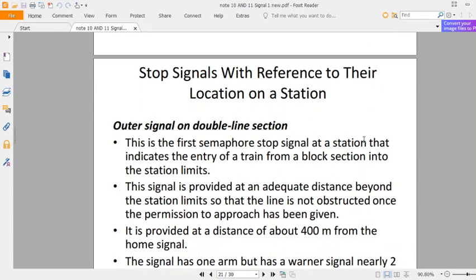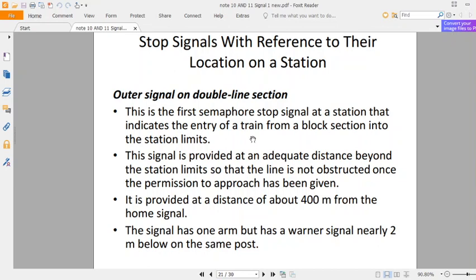Now our next topic is stop signals with reference to their position in a railway track. Okay, so here the first one is the outer signal on double line section. So basically whenever a train is approaching a station, the train will encounter different types of signals. The first signal would be the outer signal. So this is the first semaphore stop signal at a station that indicates the entry of a train from a block section into the section limit.